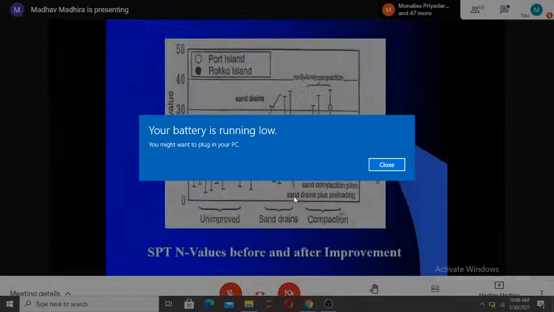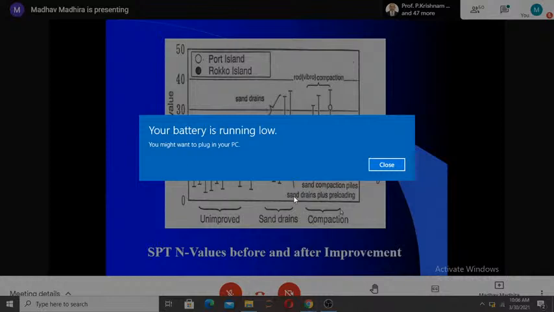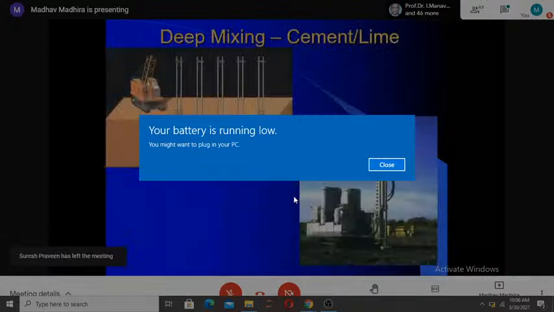And this is what happened to your N values. Initially, the N values were very low, 10, 12. Now it has become more than 20, 25 because of ground improvement. So you can always tell people that's the best way to do this.